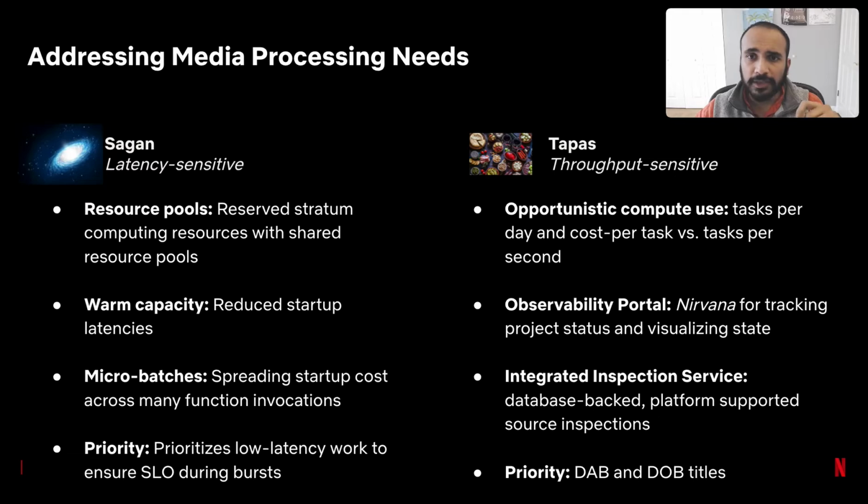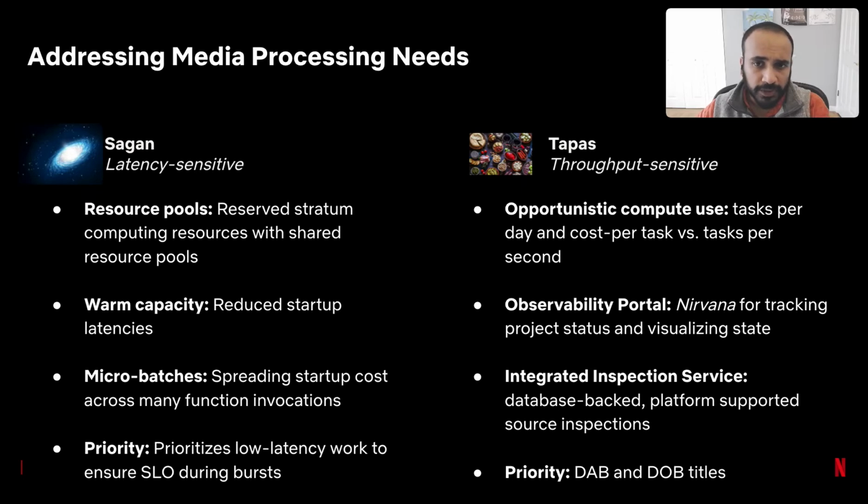Going back to the media processing needs then, Cosmos provides several infrastructural tools to address the varied business use cases. For latency-sensitive multi-customer workloads, for example, Cosmos provides resource pools and warm capacity to allow for strict SLO definitions. It also allows for micro-batching, which is the trick that is found in platforms such as Apache Spark, which reduces startup latency. The idea here is to spread the startup cost across many function invocations.